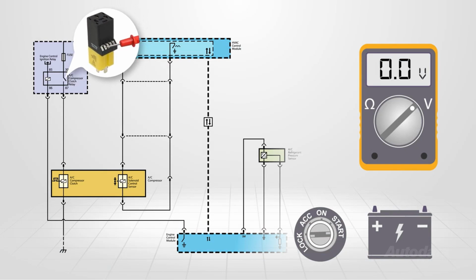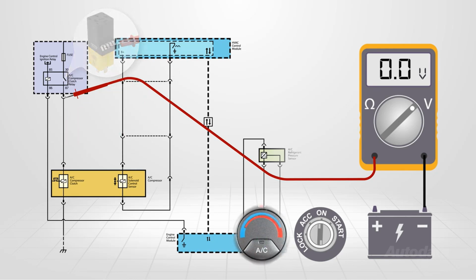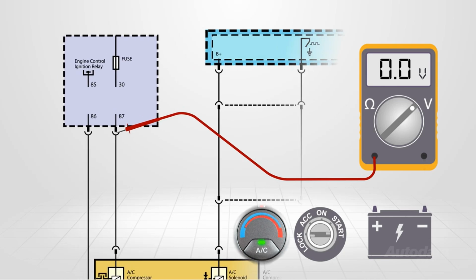With the meter connected between the relay jumper load terminal and battery negative, and a short to ground ruled out, command the AC relay on. 0 volts will indicate an open circuit. Remove the relay and connect a fused jumper between terminals 30 and 87 and watch the meter display. If voltage is now seen, the only possible fault is the relay.